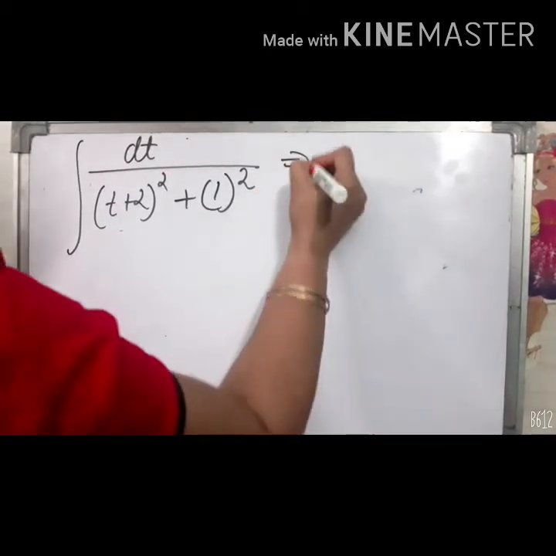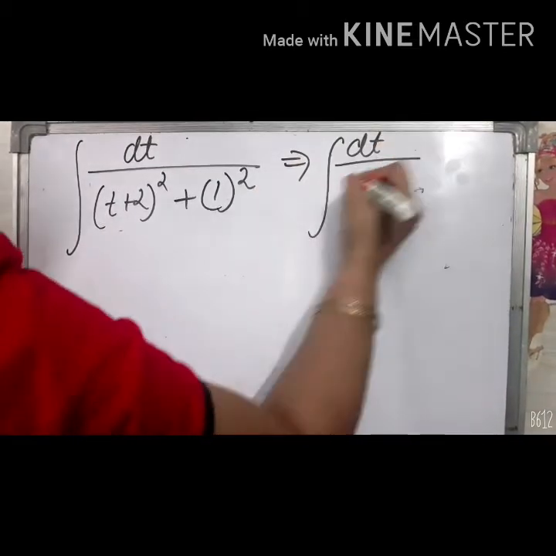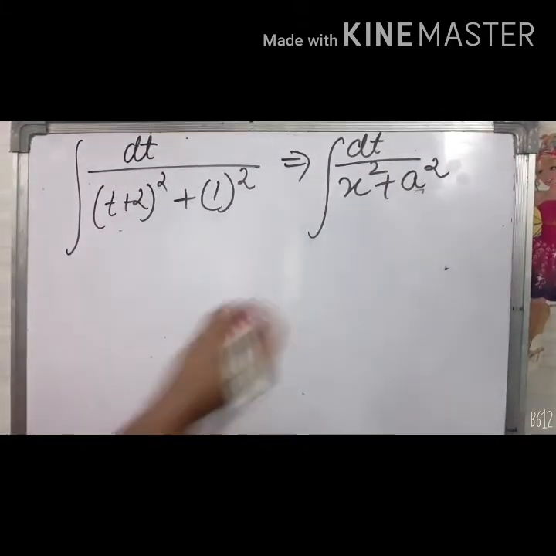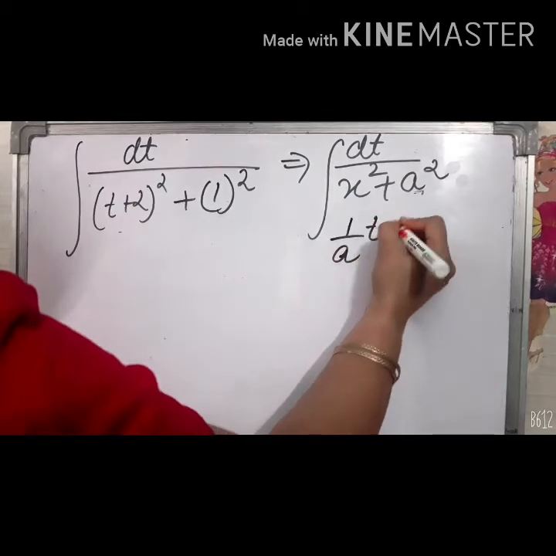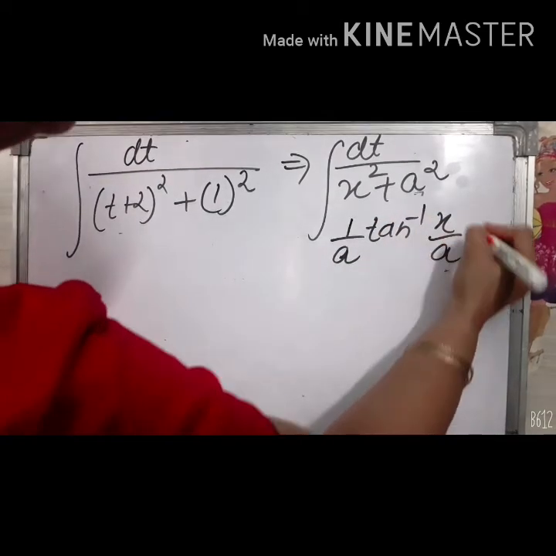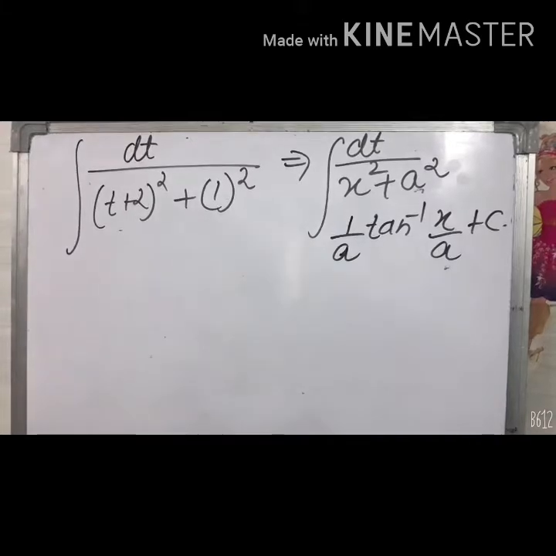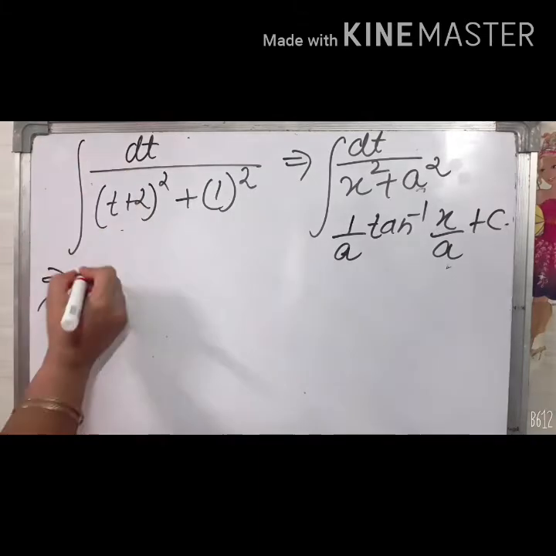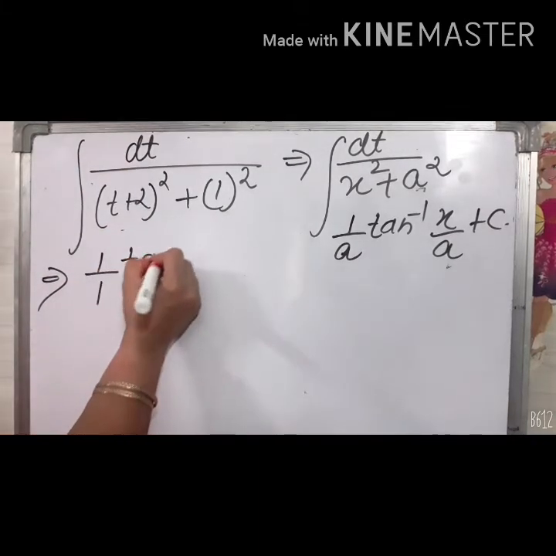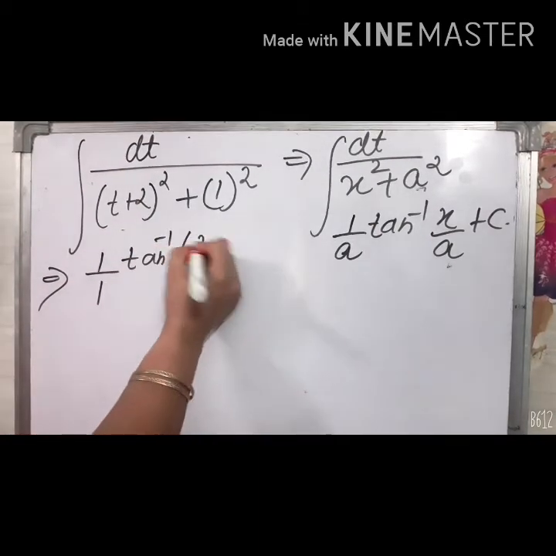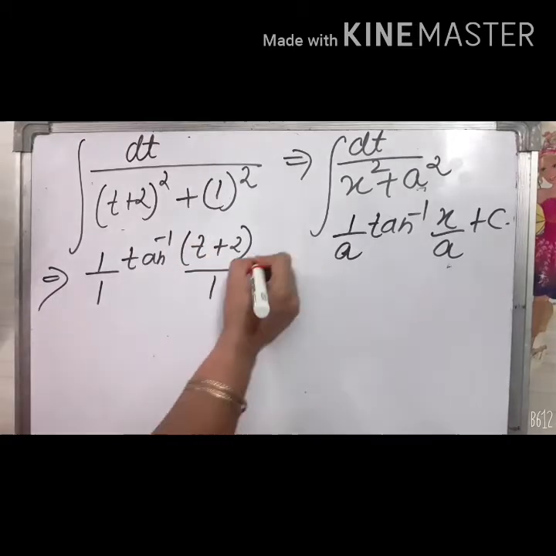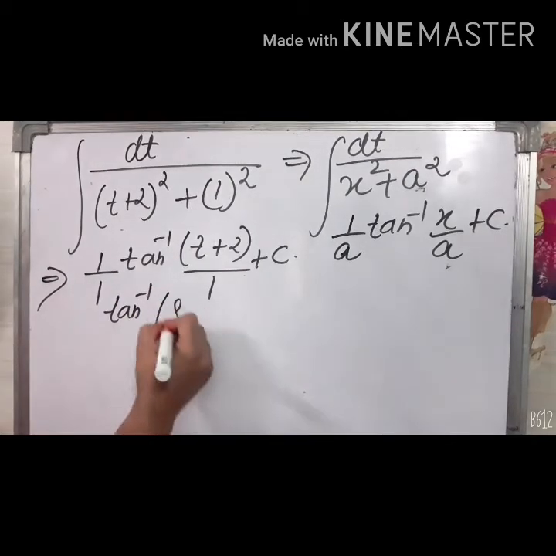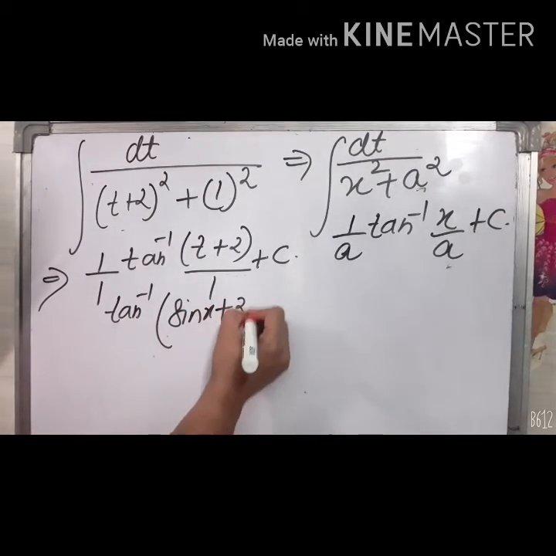Again, please compare with your integral formulas. x square plus a square, without root: 1 upon a tan inverse x by a plus c. Remember, I will do that. It equals 1 upon a, a is your 1, like this. Tan inverse, what is x? t plus 2 by 1, plus c. Here t is your sin x because you substituted the value. Answer.